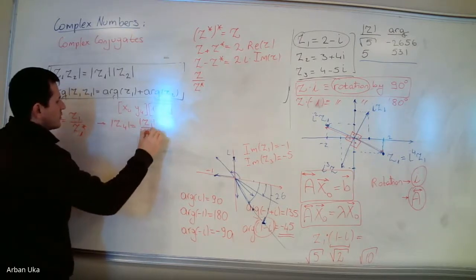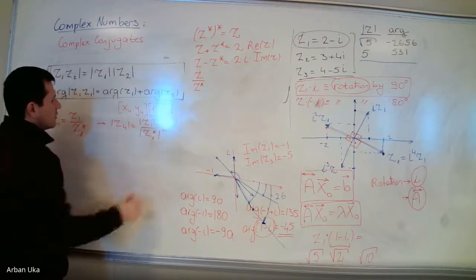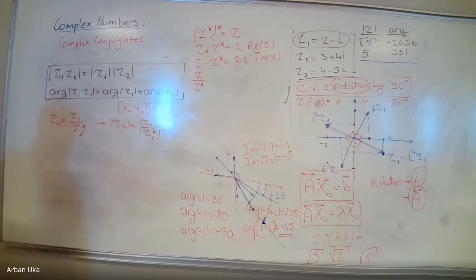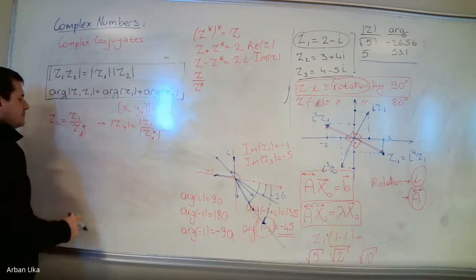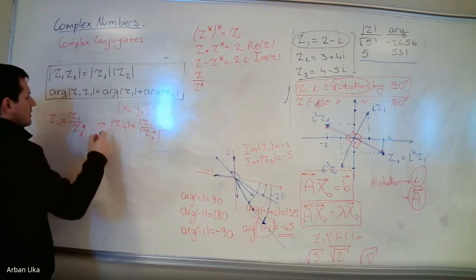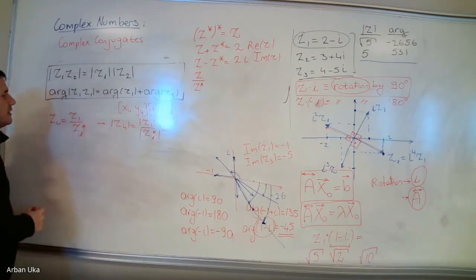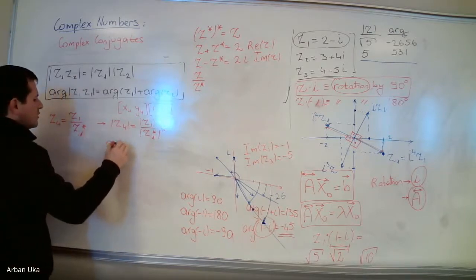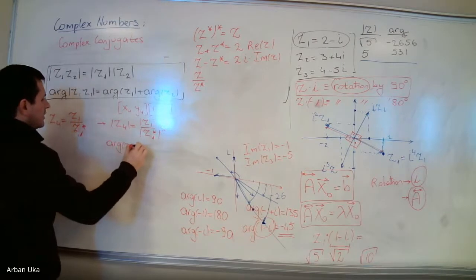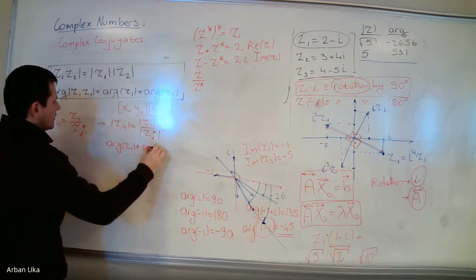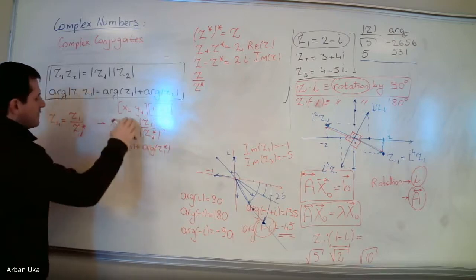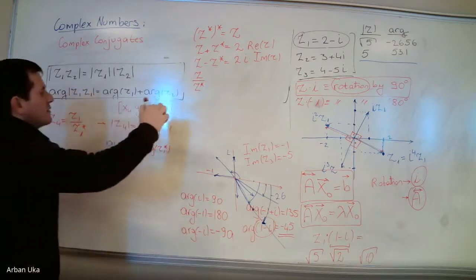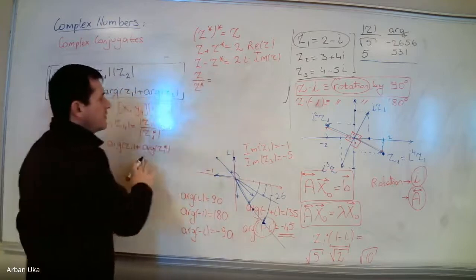So let's have a look for the moment. This should have a magnitude equal to 1, okay? And the angle, the ratio here. Think about this one. What can be the argument of Z1 plus the argument of Z1 complex conjugate? Now, think about this. Let's give the definition, and everything will become clear.